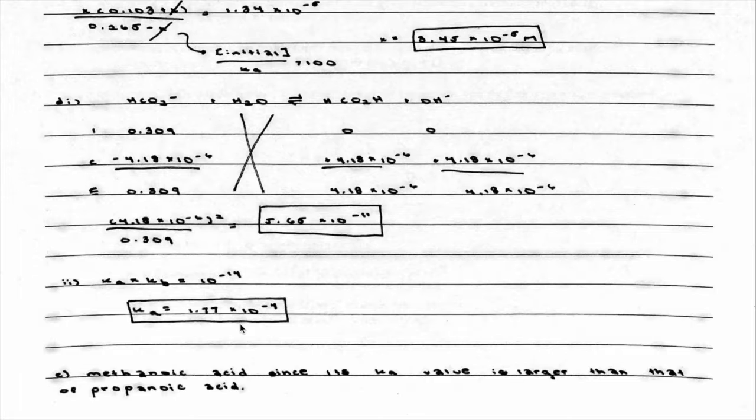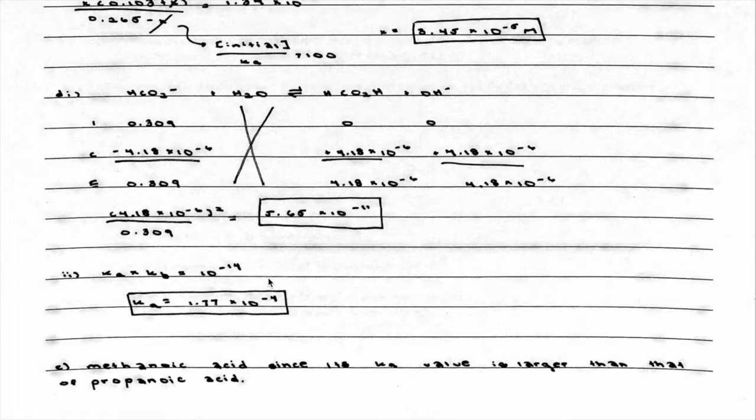Do be careful because this Ka times Kb equals 10 to the negative 14th is true only when you're at 25 degrees Celsius. So they didn't actually clearly stipulate that they are at 25 degrees Celsius. They should have. If it isn't clear, then you can assume this. But do be careful because sometimes that might not be true if you're not at 25 degrees Celsius.